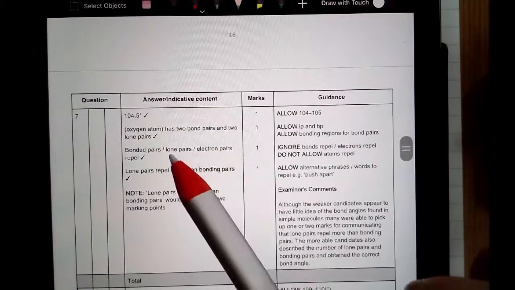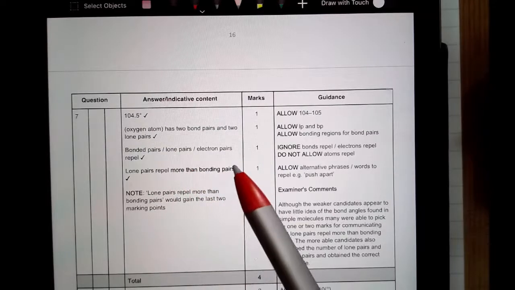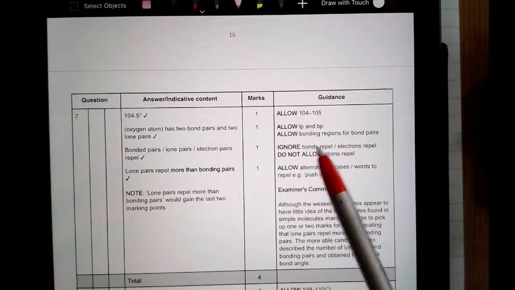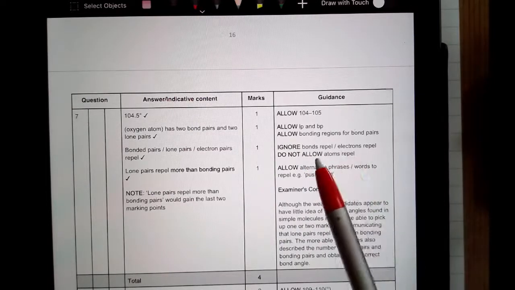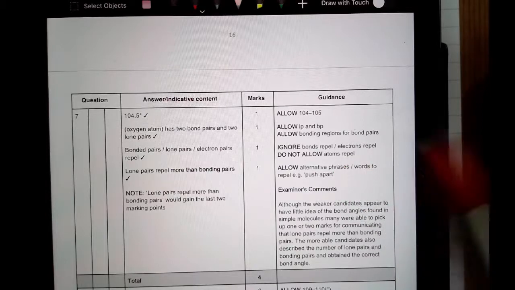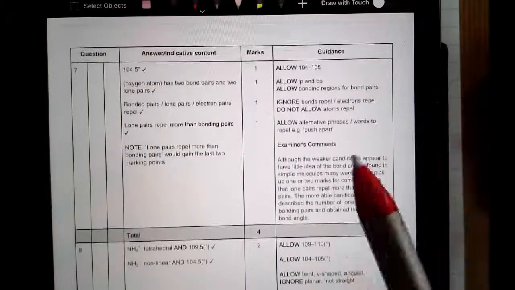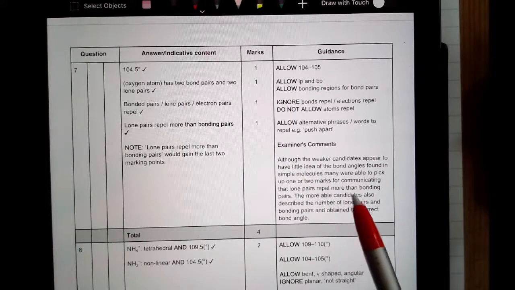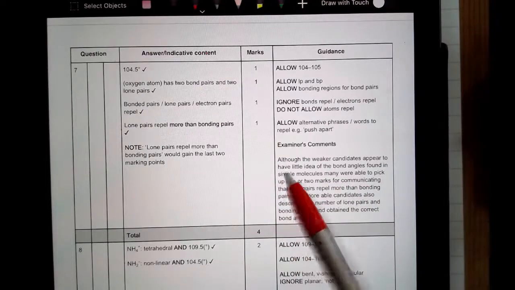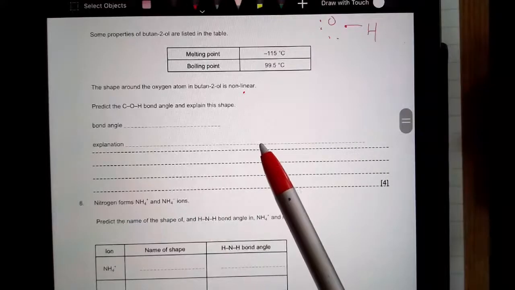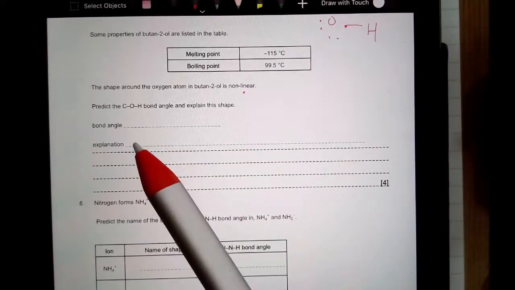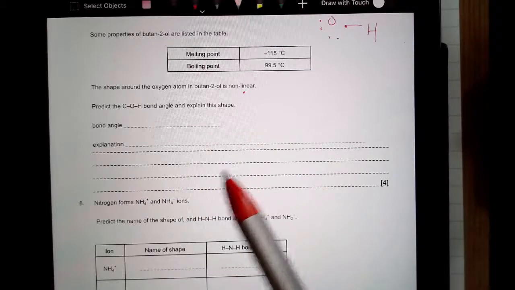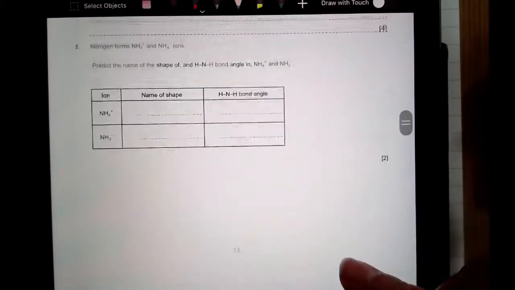Here again, 2 bond pairs, 2 lone pairs. The lone pairs repel more than bond pairs do. Ignore just saying bonds repel, ignore electrons repel, do not allow atoms repel. So really specific language that you have to use, and the examiner's comments here are saying that it was poorly answered because they're not able to communicate using the correct language. So just make sure you are clear on what is required. You would say the number of electron pairs, specifying if they're bond pairs or lone pairs, and you have to say electron pairs repel. So 2 bond pairs, 2 lone pairs, electron pairs repel, lone pairs repel more than bond pairs. That's how you would answer that.